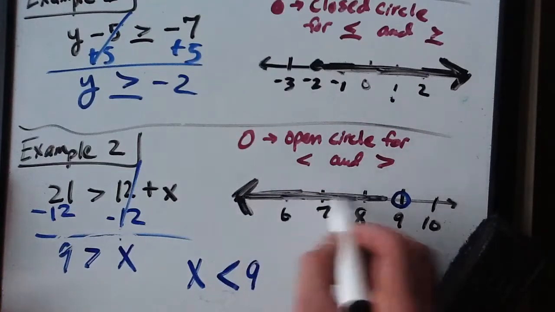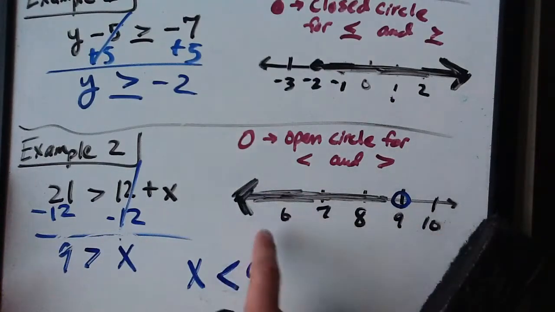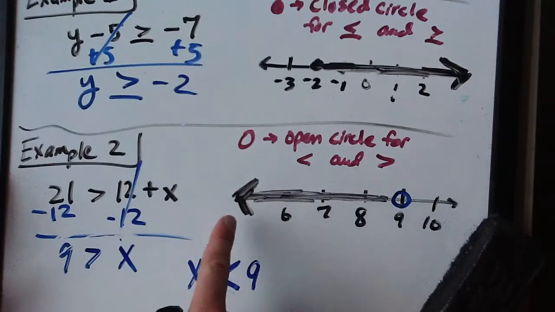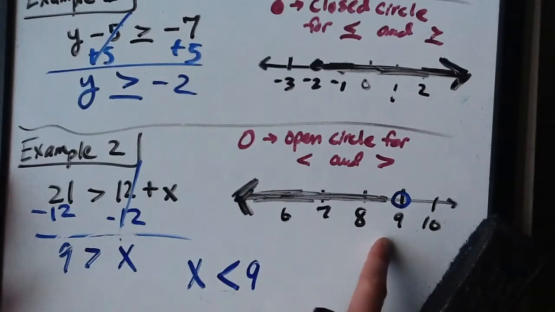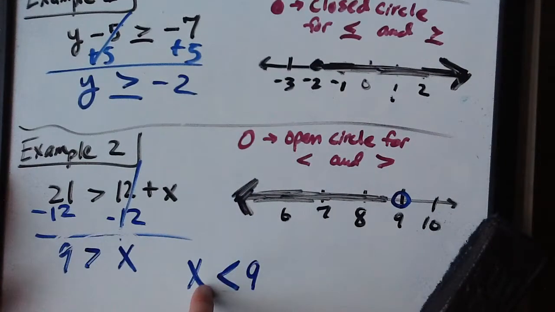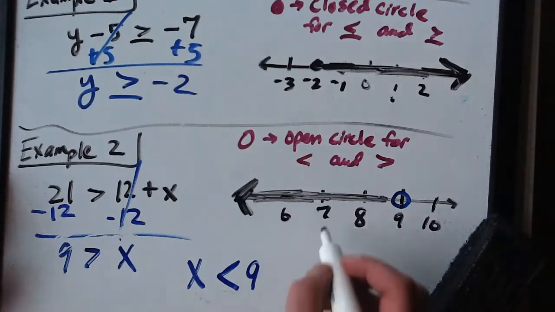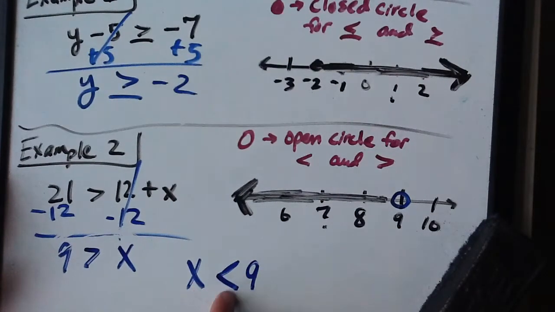Okay? So I shade all of these values. I shade all of the values to the left of 9, but not 9. Right? Because if I try 9 in for the inequality, 9 is not less than 9. Okay? But let's say if I put 7 in for x, 7 is less than 9. And so the inequality would be true.